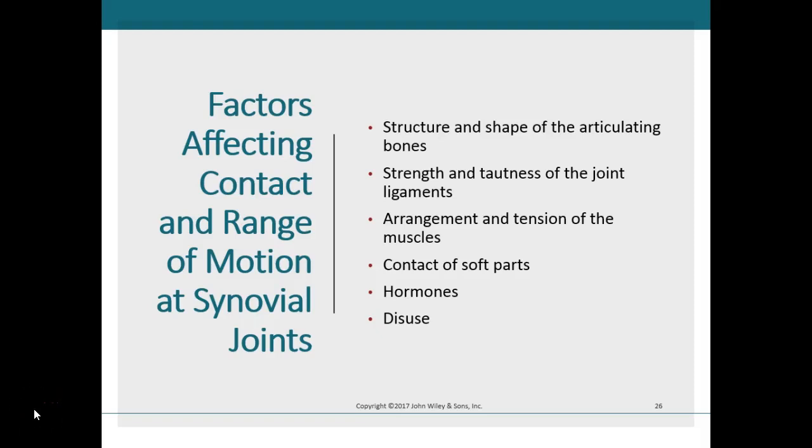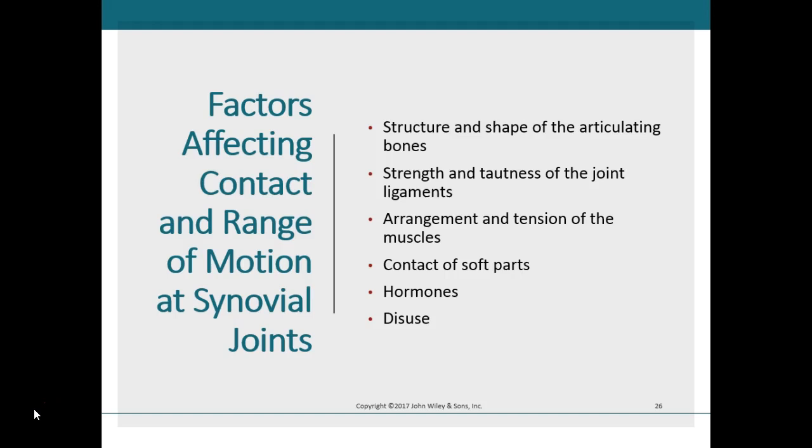The articulating surfaces of synovial joints contact each other and determine the amount and the type of movement. So we often hear people talk about range of motion of a particular joint. That simply refers to the range, measured in degrees of a circle, that the particular bones of that joint can be moved.